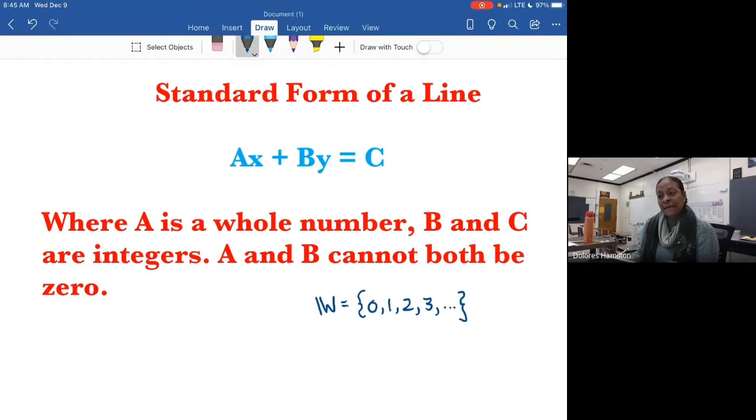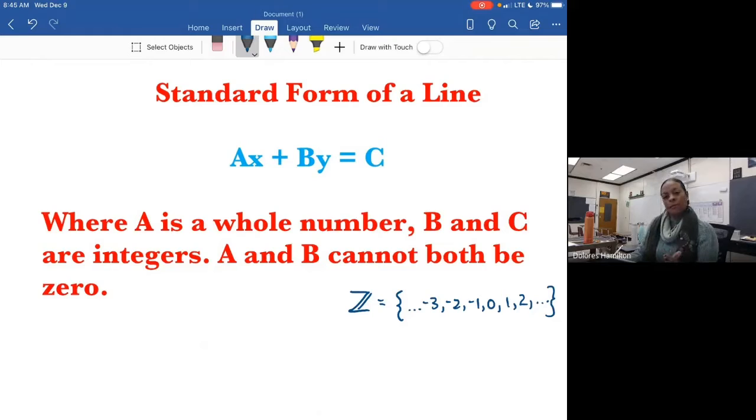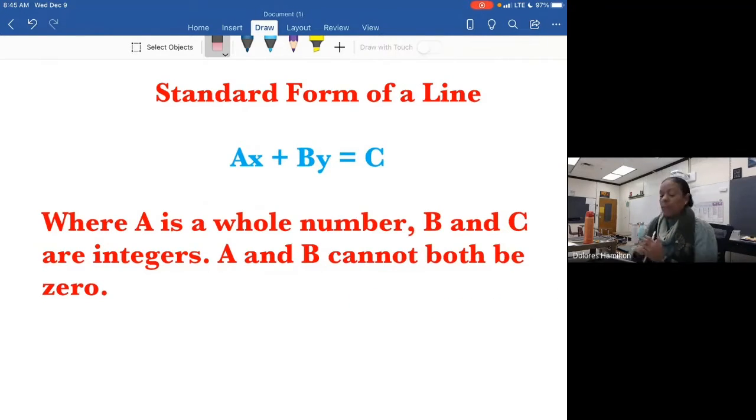B and C have to be integers. Another refresher. Those are values that are integers. Those are whole numbers, but they can also be negative as well. So lastly, your A and your B can't be 0 at the same time. So we'll start by just walking through the scenarios when A and B are 0.